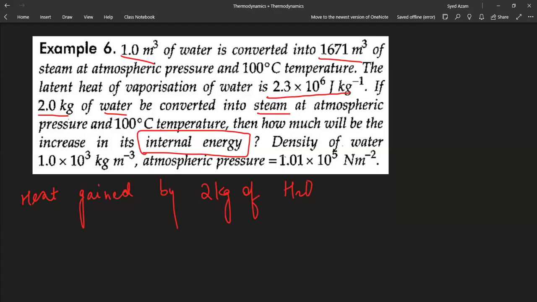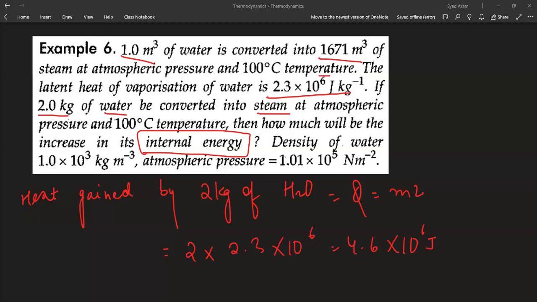So, heat gained by 2 kg of water. What will it be? Q is equal to mL, right? Because the state of the water is changing. So mass is 2 kg and this is 2.3 into 10 to the power 6. So 2 into 2.3 into 10 to the power 6. So this will be 4.6 into 10 to the power 6 joules. So this is the heat gained by 2 kg of water.